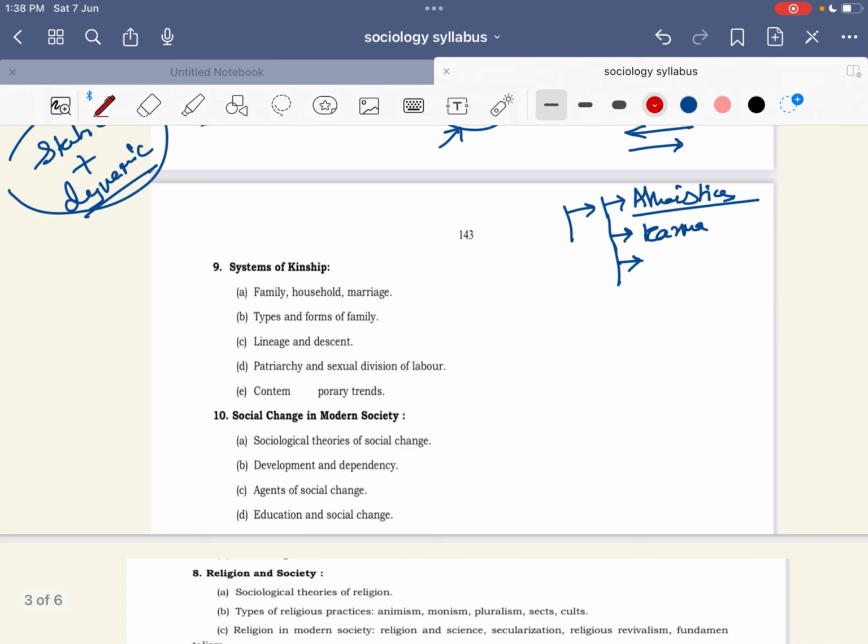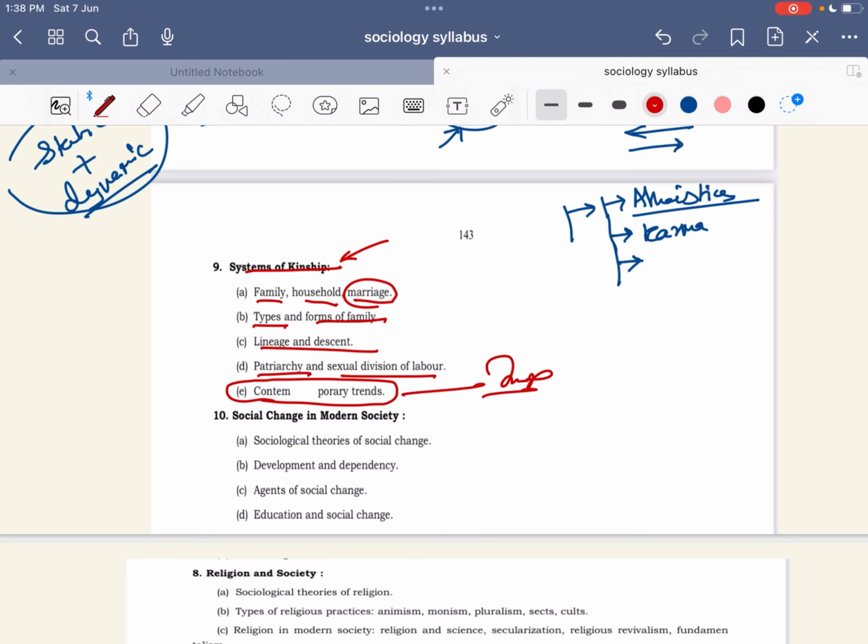Okay. Then there is a system of kinship, relatives. In this system of kinship we will study family, then we will study household, then we will study marriage as an institution in the society. What is the role of marriage? To maintain order in the society. Then we will study the types of marriage, forms of family, lineage and descent, patriarchy, sexual division of labor. Then contemporary trends. This is important.